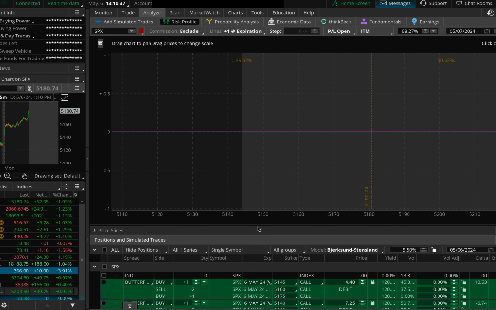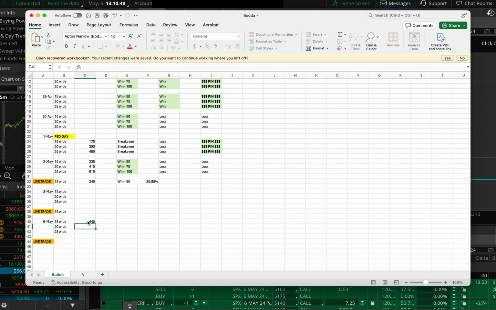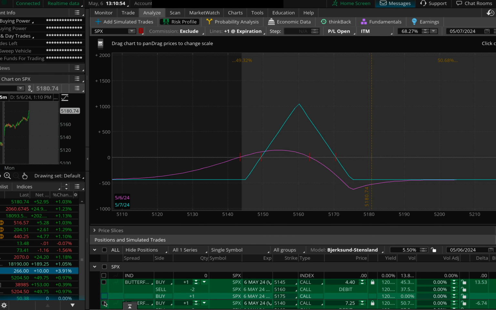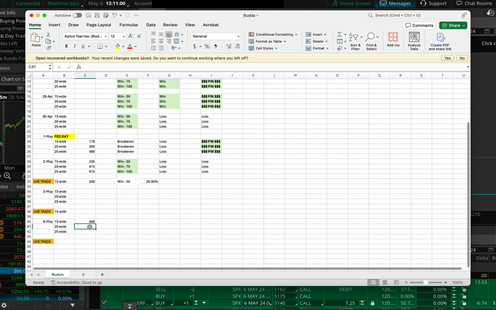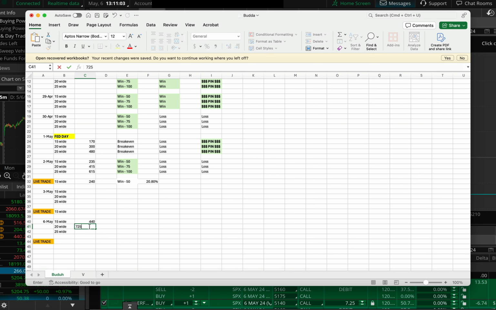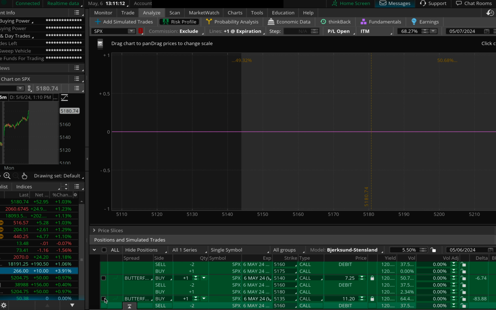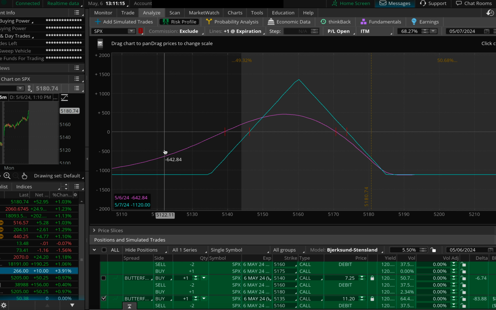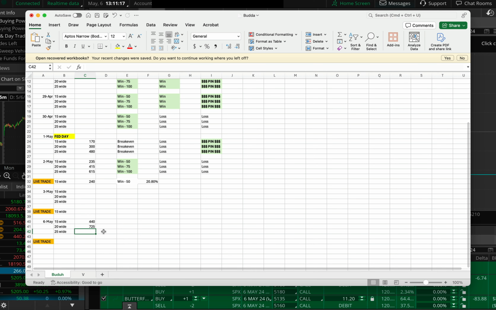The risk on the 15 point wide trade was 440. So I'll put 440. The 20 point wide was what? 725. 725 for the 20 point. And then the last one, 25 point wide, the risk on this one was 1120. Seems like a lot for that.